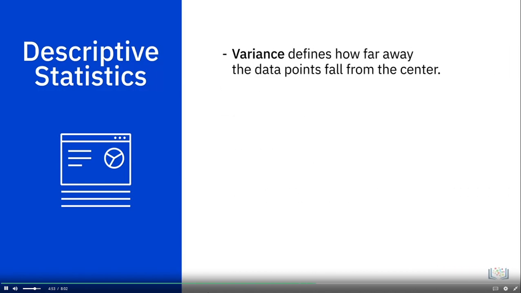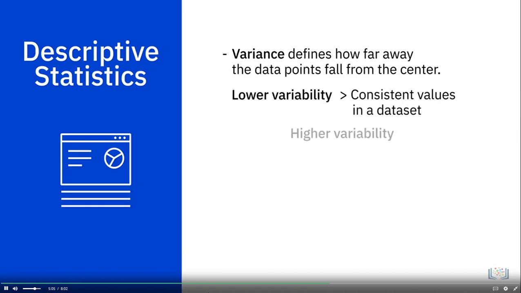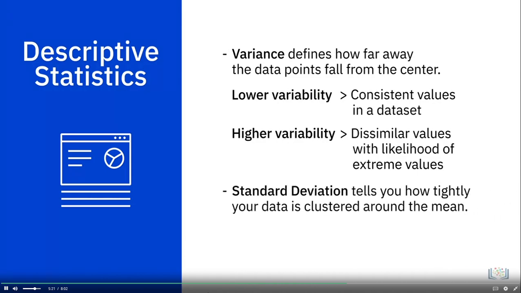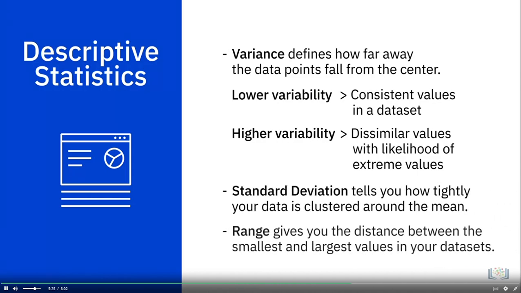Variance defines how far away the data points fall from the center, that is, the distribution of values. When a distribution has lower variability, the values in a dataset are more consistent. However, when the variability is higher, the data points are more dissimilar, and extreme values become more likely. Understanding variability can help you grasp the likelihood of an event happening. Standard deviation tells you how tightly your data is clustered around the mean, and range gives you the distance between the smallest and largest values in your datasets.